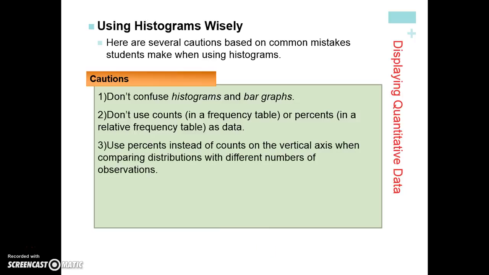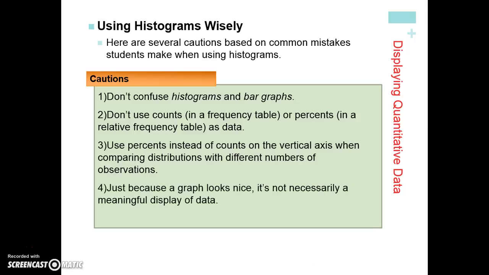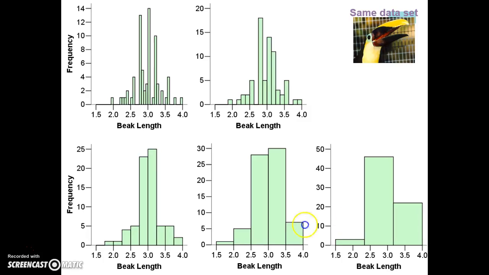We already discussed this, but we want to make sure we use percents when we're comparing observations. And just because a graph looks nice does not necessarily mean that you're going to be displaying anything meaningful with it. Let me show you some ideas of that. All right, so I've got 5 different graphs here. They're all about the same data set, the beak length of our toucans. You can see this first graph right here definitely splits it up way too small. This one here doesn't split it up enough, so the classes are too big. And this one here is also not summarized enough.